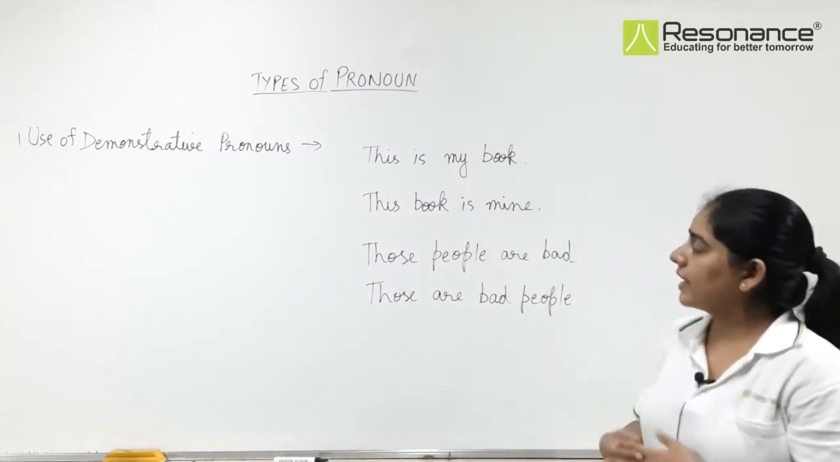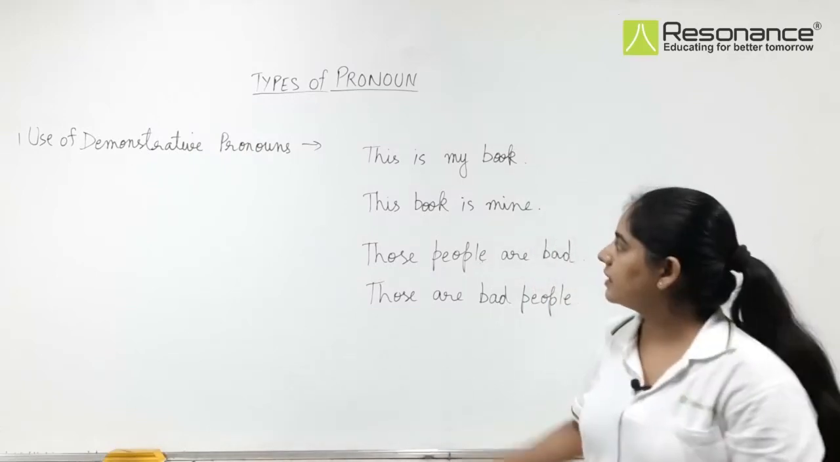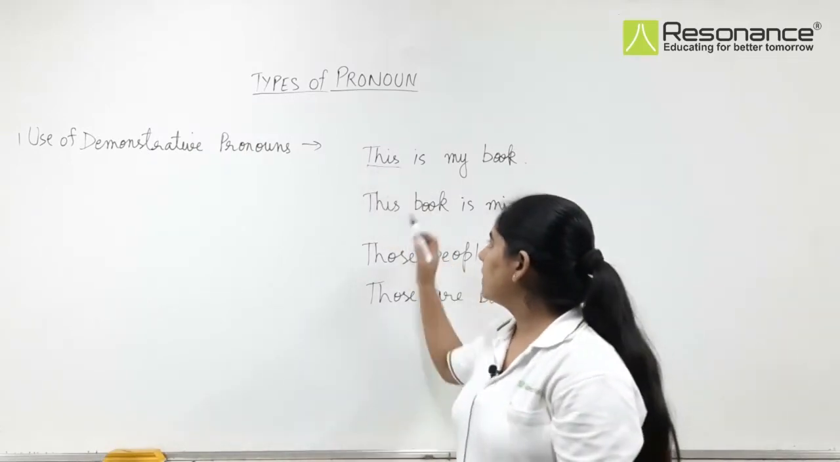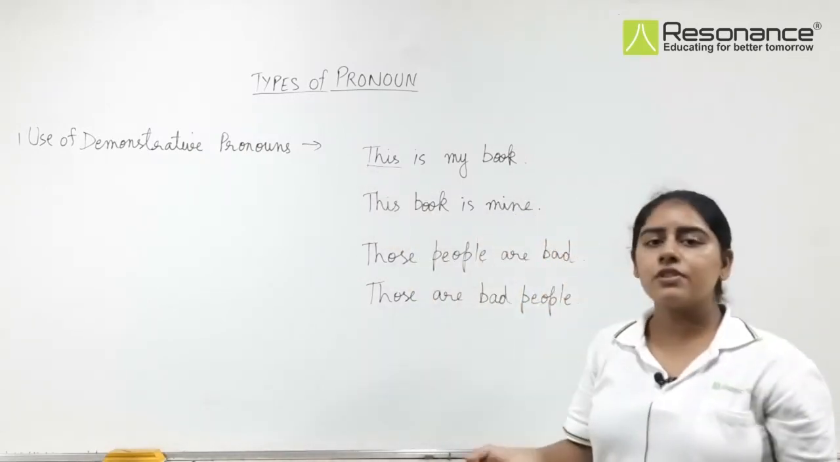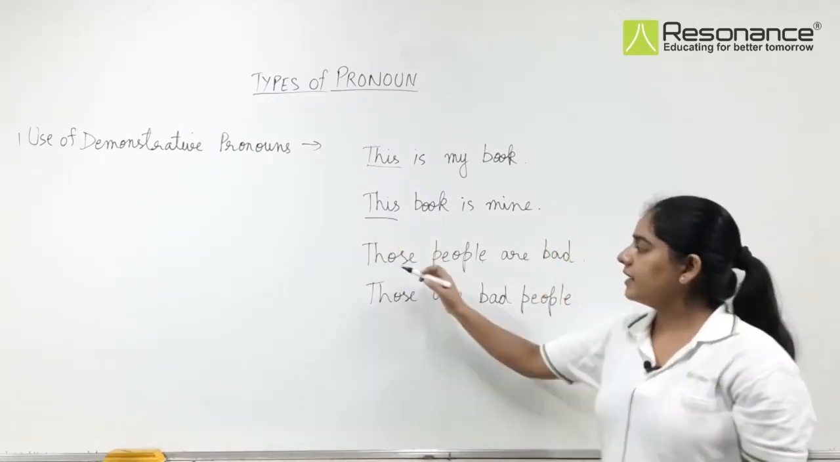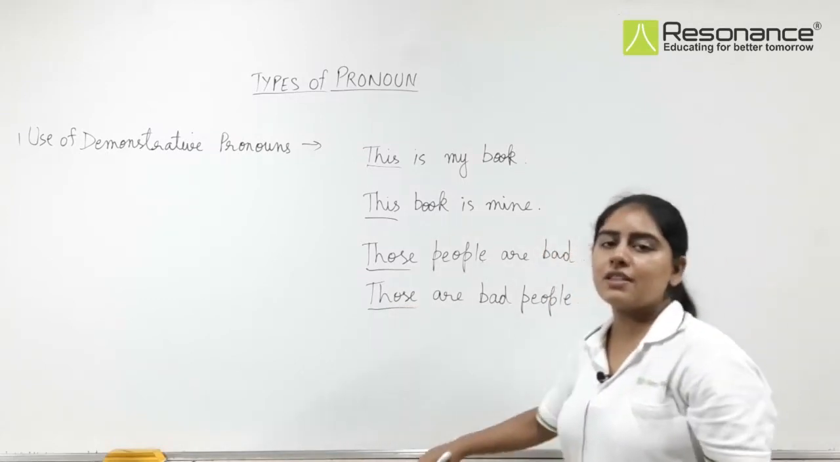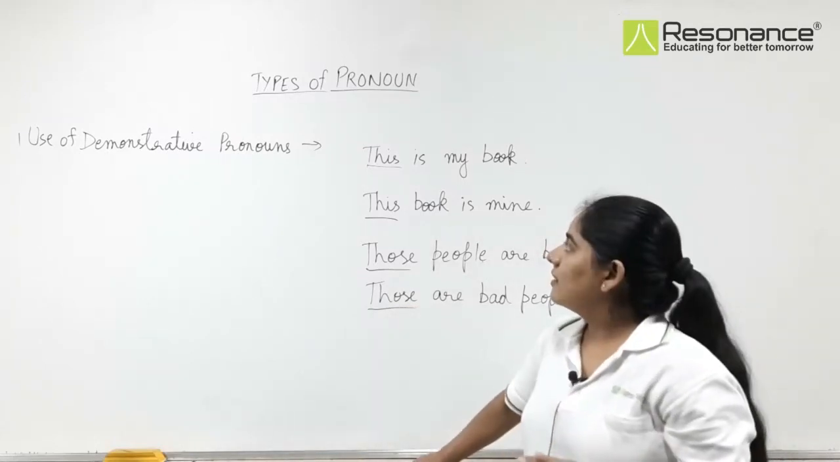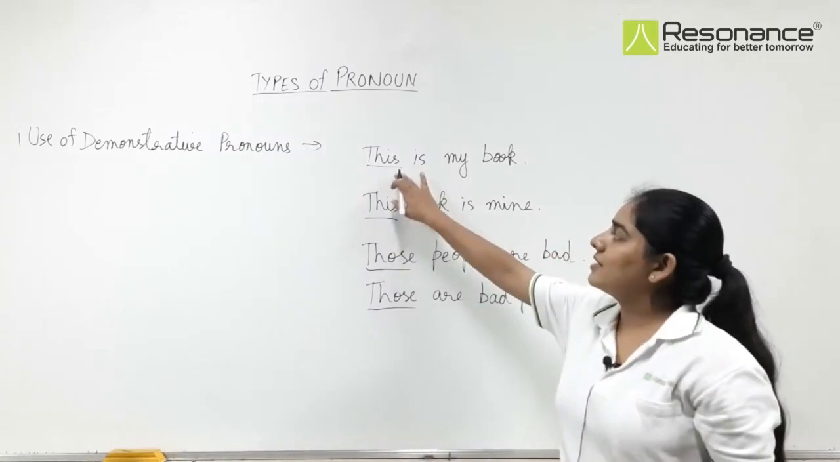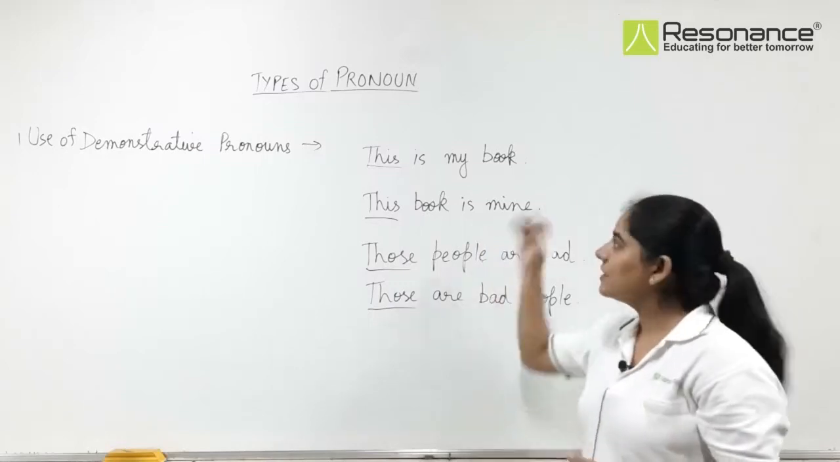Now tell me one thing, this is my book here, which is the demonstrative word? This is the demonstrative word. Then this book is mine here, what is the demonstrative word? This is the demonstrative word. Okay, and here those is demonstrative and here also those is demonstrative. But tell me one thing, is this word, demonstrative word, this pronoun in both the sentences?